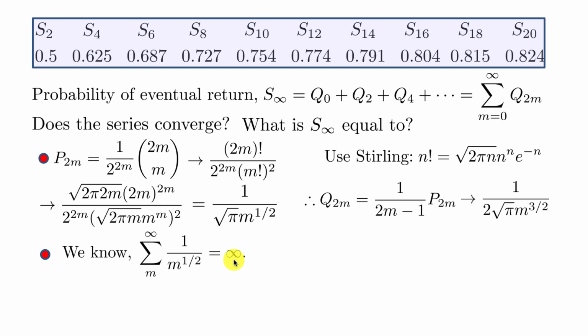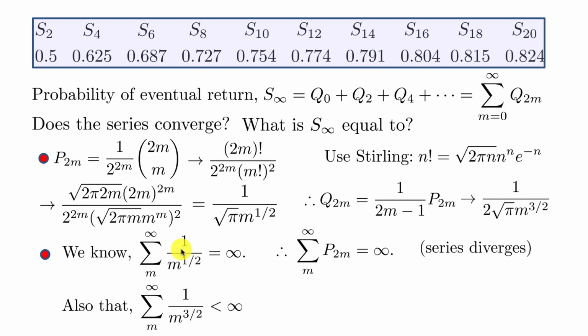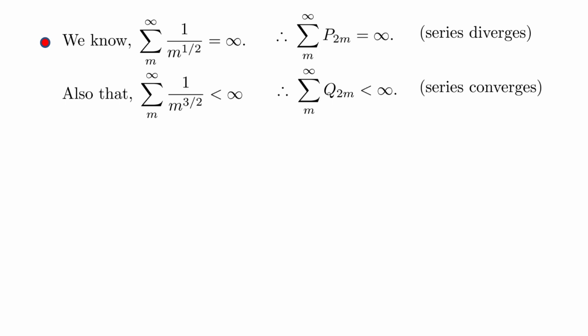If instead of this half we had something that was a little bit bigger than 1, then this would not have been infinity, it would have been some finite sum. We conclude therefore that the series in m diverges, that this sum over here is in fact infinite. However, as I just remarked, if this half had been something bigger than 1, even a little bit bigger than 1, then we would have something finite, like over here. M to the 3 halves is certainly bigger than 1, and so this series converges. And now the task before us is to find out what value it converges to.